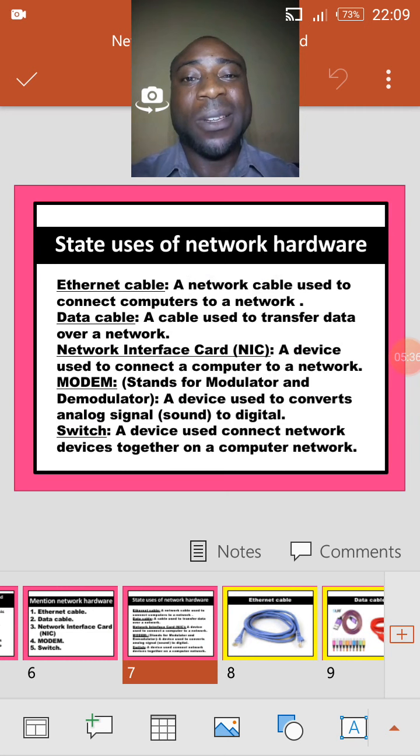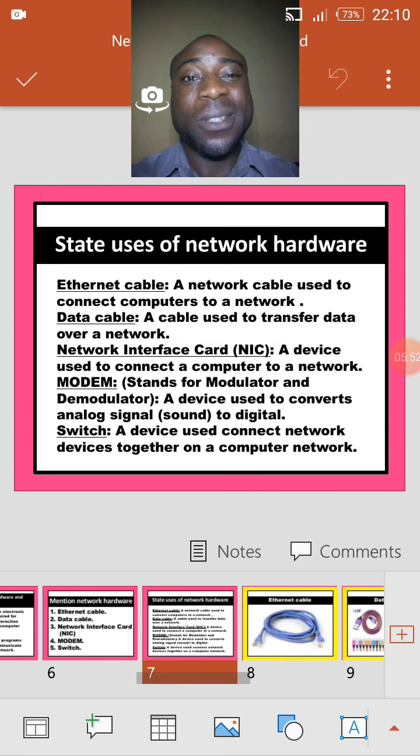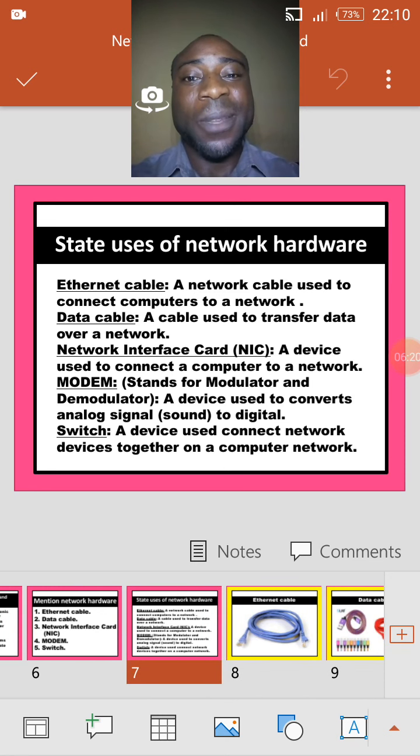Alright, now let's quickly look at the uses of this network hardware. 1. Ethernet cable. A network cable used to connect computers to a network. That is, just like what you see in the picture, it is used to connect computers to a network, either from one computer to another or from one computer to server. Alright, then data cable. A data cable is used to transfer data over a network. That is, to share data, maybe your files, the internet, over a network. Alright, then the next one is network interface card. NIC is a device used to connect a computer to a network.